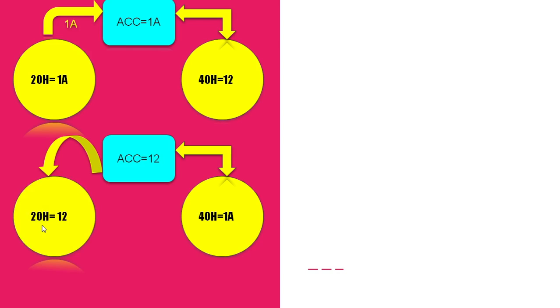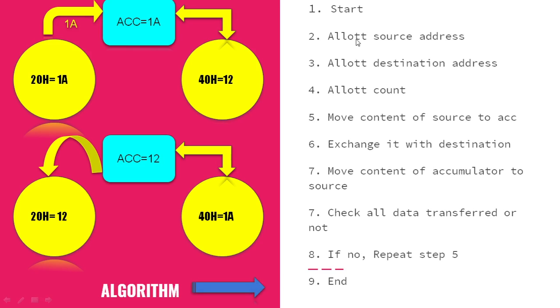So we should move to 20H so that we will get it into 20H. So now these two data have been exchanged. To understand this, let's look at the algorithm. Start, allot the addresses: source address, destination address and count. This has to be allotted similar to the previous program. Then move the content of source to accumulator.